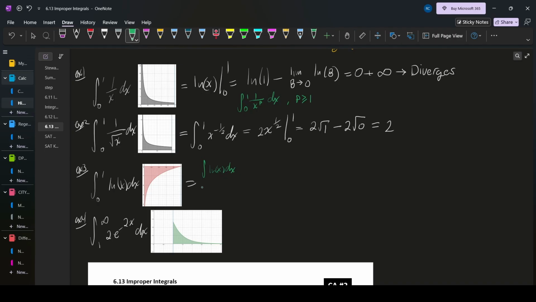Following LIATE, the natural log of x is our u value. So du is 1 over x dx. dv is just dx, so it means that v is x. So using the definition, uv minus the integral of v du, uv would be ln x times x. So we have x ln x minus the integral of v du.